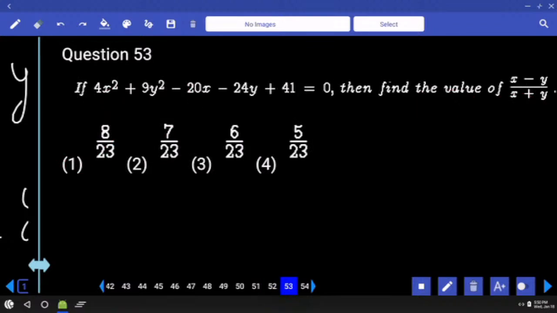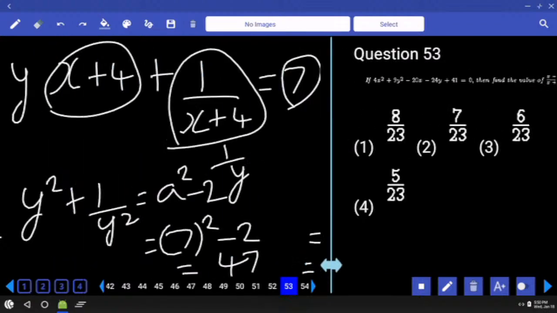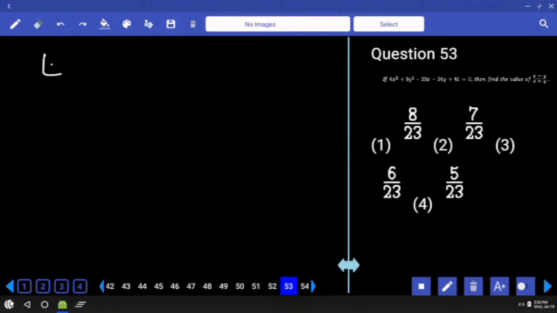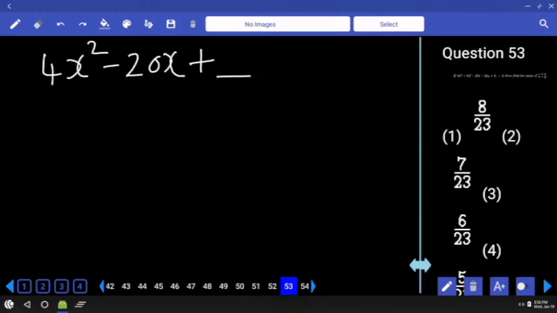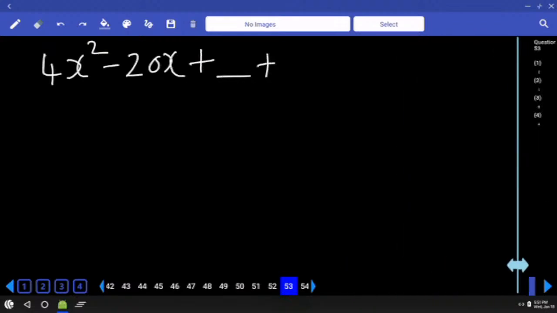All of you see here. He's saying that 4x square. Now what I will do is, first I will regroup all the x terms to one side. What other x term is there? 20x. Plus, leave this constant blank. Okay, plus 9y square. What is there? 24y. Okay, plus blank is equal to what? 0.